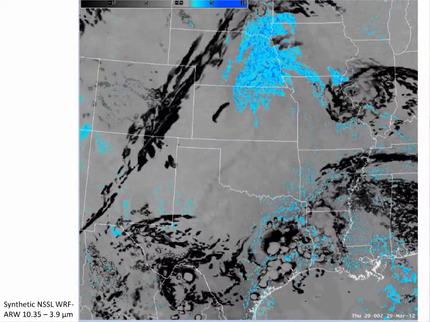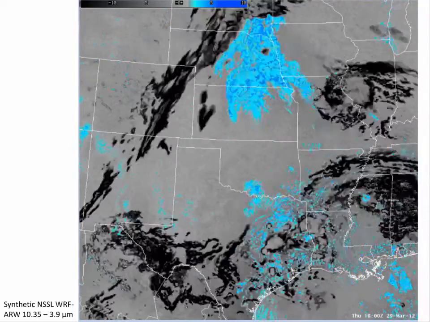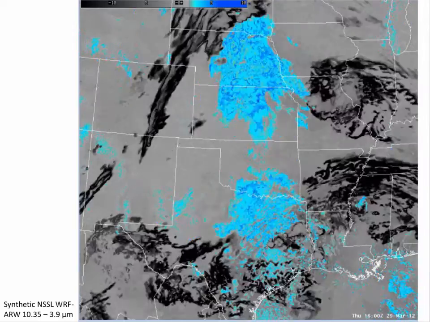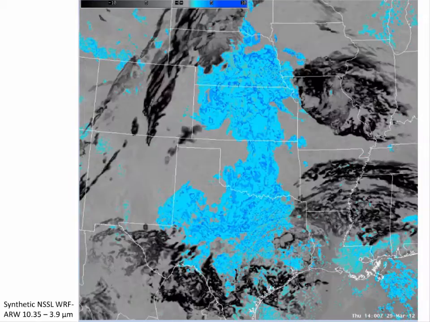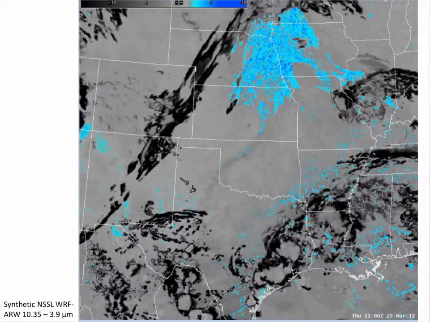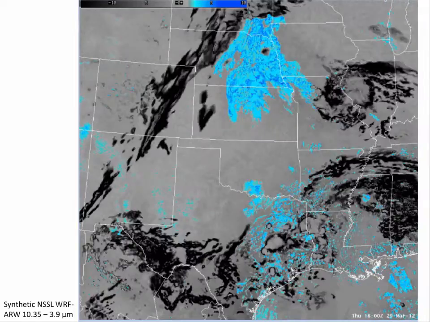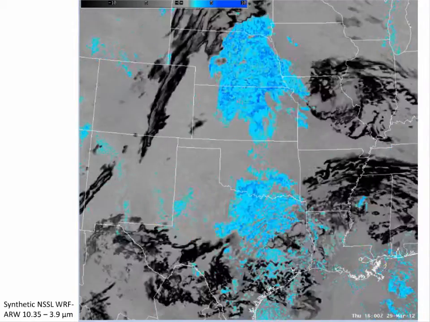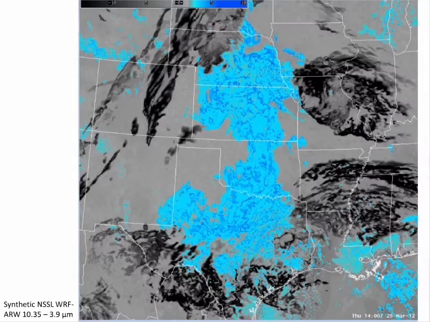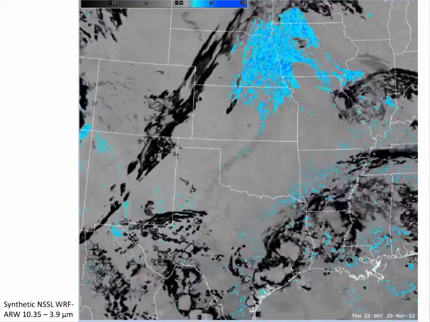This is the synthetic low cloud and fog product from the Nissel-Whorf ARW model. This imagery is produced by subtracting the simulated brightness temperature at 3.9 microns from those at 10.35 microns. This appears similar to the GOES low cloud and fog product you may be used to analyzing. However, there are a couple key differences.